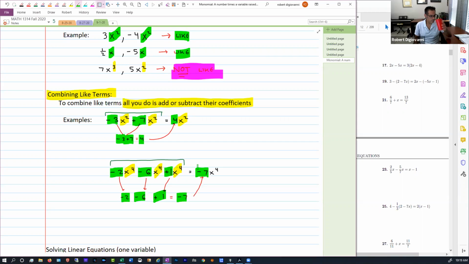Now, with all of that in our toolbox, we're going to actually talk about solving linear equations.